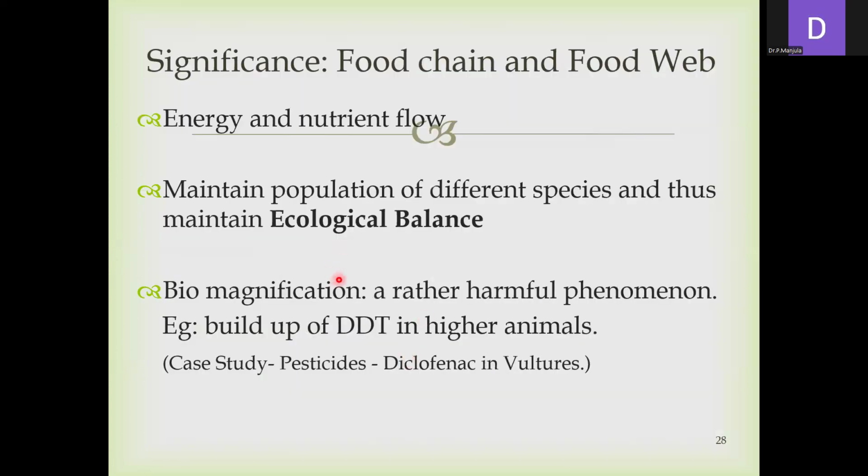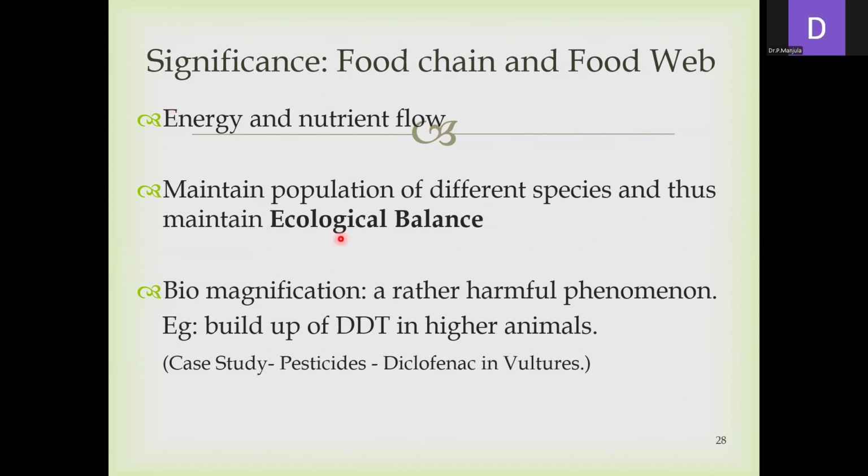What is the significance of food chain and food web? The main purpose of the food chain is the transfer of energy and nutrients, that is, energy and nutrient flow. The second is to maintain the population of different species and thus maintain the ecological balance. The main function of the food chain is to maintain the ecological balance.